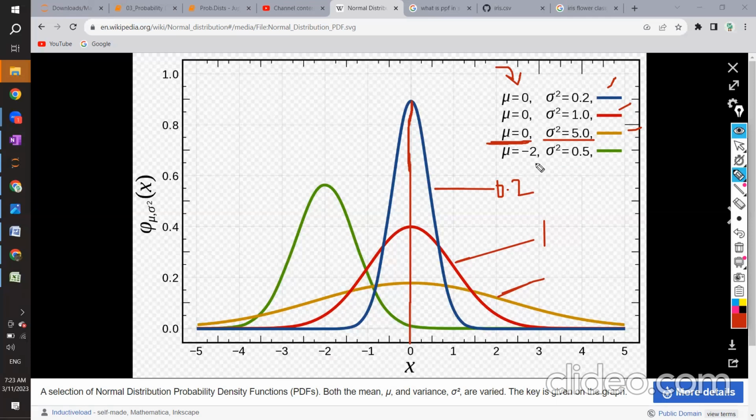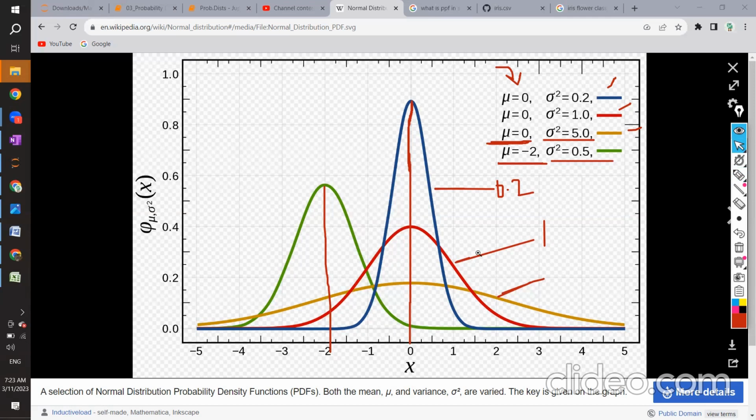Okay. And also, if you change the mean, the graph shifts. If you see mean equal to -2, the graph is shifting from here to here. Here it is -2. Fine. Clear, guys? Let me know, guys, if this is clear. Yeah, Santosh.